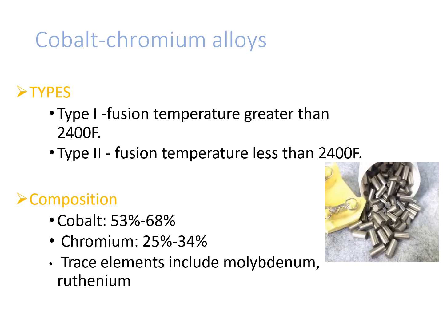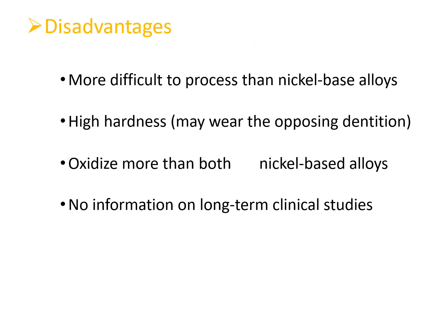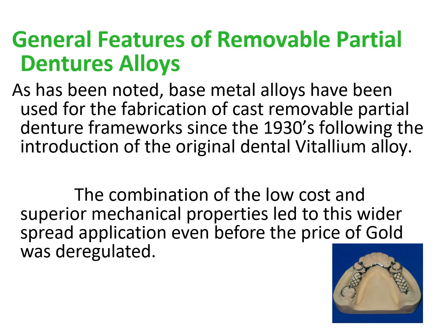The composition is cobalt, a maximum of 68%, chromium about 34%, and trace elements which include molybdenum and ruthenium. Disadvantages: they are more difficult to process than nickel-based alloys. They have high hardness, so obviously they can wear the opposing teeth. They can oxidize more than both nickel-based alloys, and there is no information on long-term clinical studies.